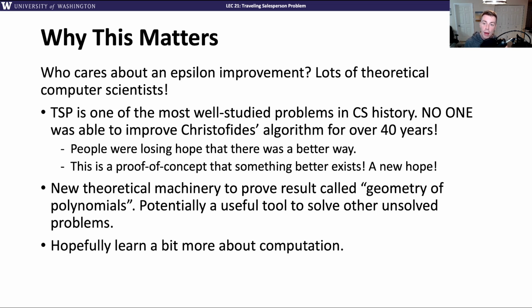So it's helping bring a new perspective on how to solve problems, and that could hopefully be used to solve other things. And finally, computer scientists are really interested in what's the nature of computation.